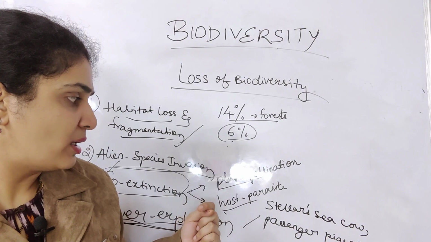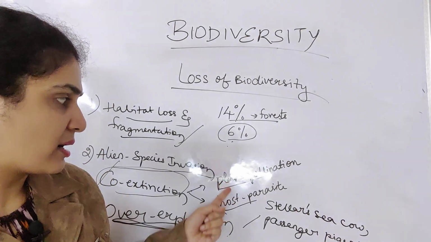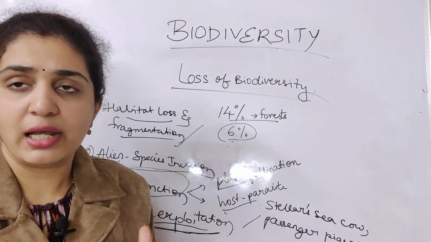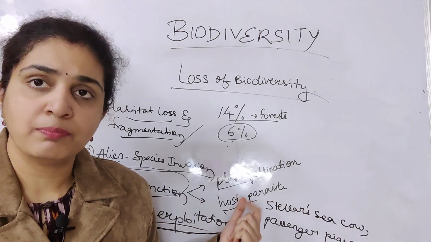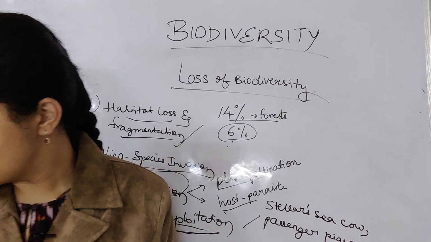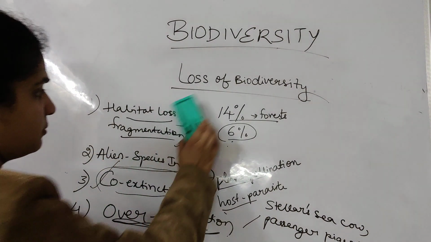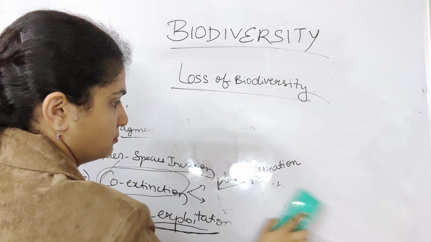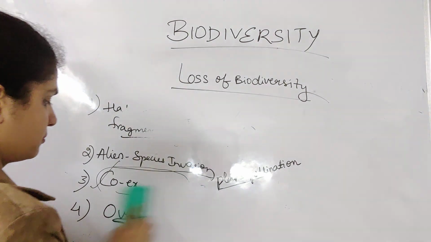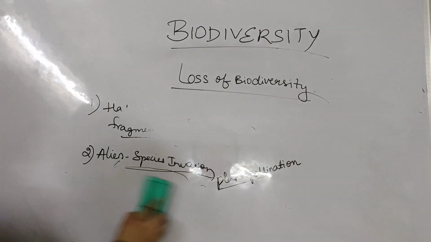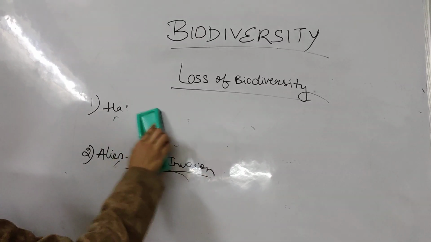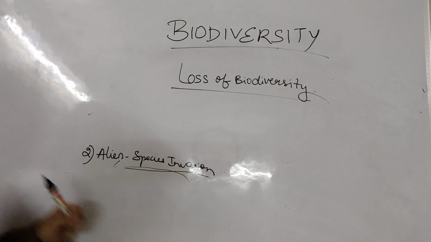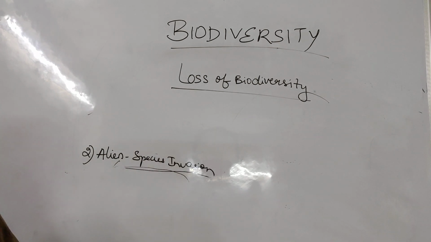Then plant pollination mechanism as well as host parasite. Host parasite, you can understand as coextinction. Plant pollinator, that also you can understand as coextinction. Still we are left with alien species invasion. So the last one which contributes to loss of biodiversity is alien species invasion.